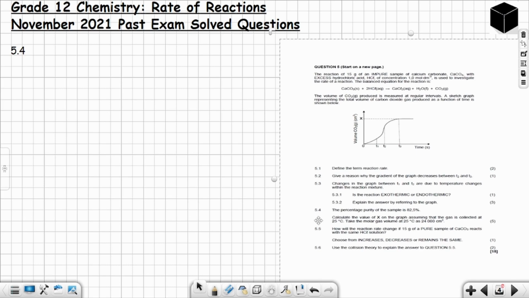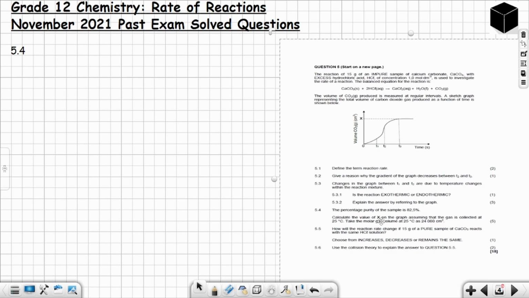Okay. So 5.4. The percentage purity of the sample is 82.5%. Calculate the value of X on the graph, assuming that the gas is collected at 25 degrees Celsius. Take the molar gas volume at 25 degrees Celsius as 24,000 cubic centimeter. This is supposed to be cubic centimeter per mole. I think this is a typing mistake. Okay, the units are cubic centimeter per mole.